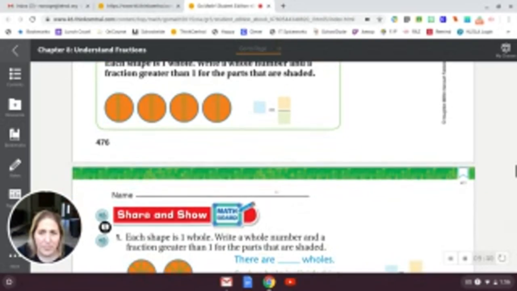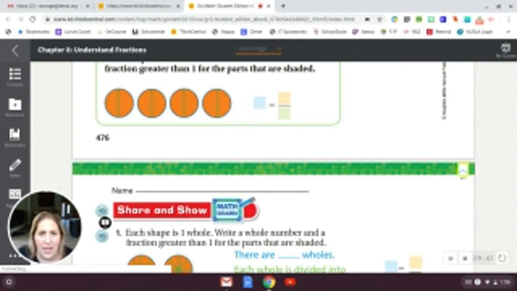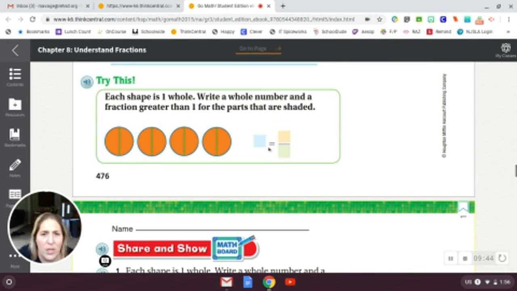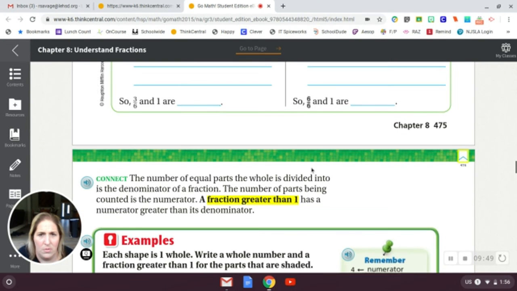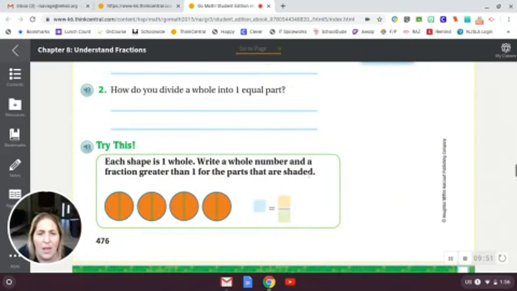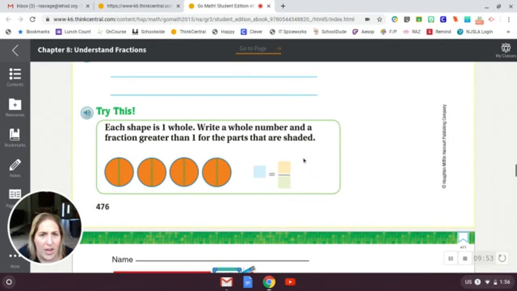Now, I don't want this to go super long. I'm already close to 10 minutes. I want you to try and figure out, see if you can find a relationship. Whoa, what just happened? It jumped around on me. See if you can find a relationship between that fraction, 8 halves, and the whole number 4.